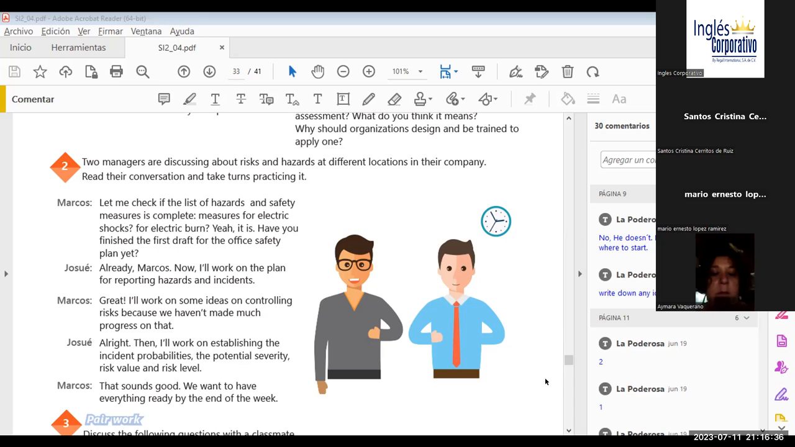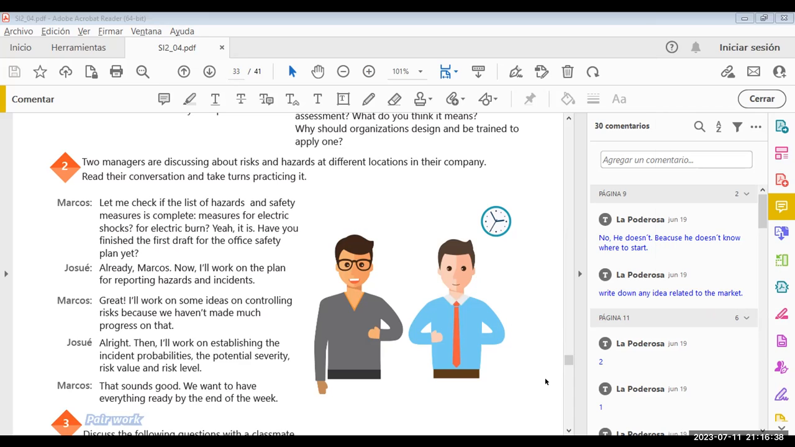Let me check if the list of hazards and safety. Safety. Es como si la E no se pronuncia. Safety. Okay. Safety measures is complete. Measures. Measures for electric shocks. Lo voy a empezar de nuevo.